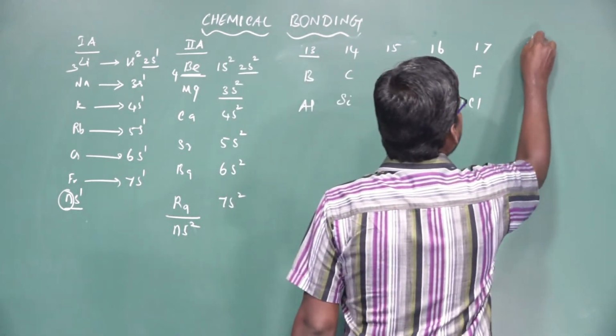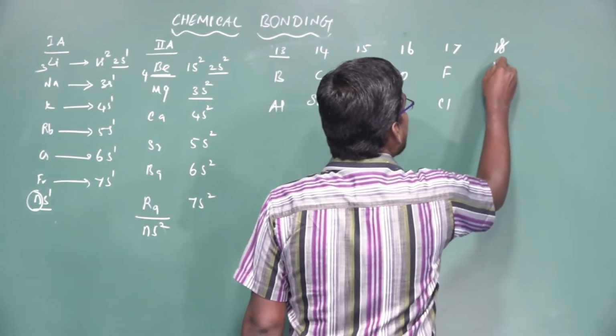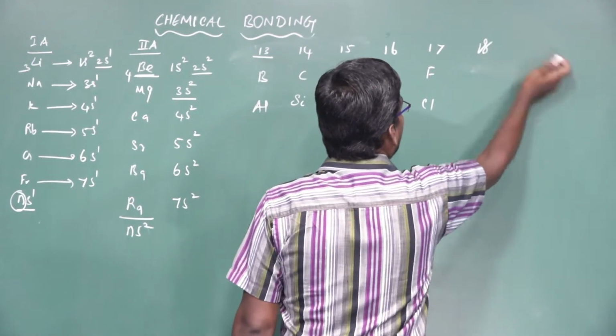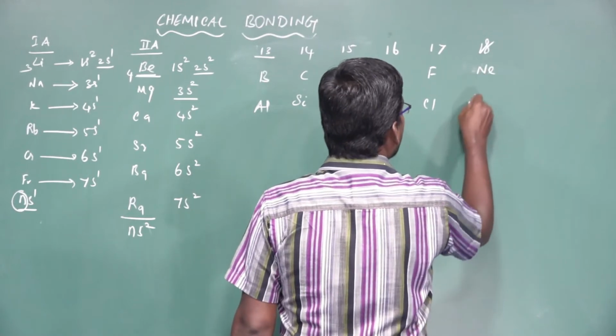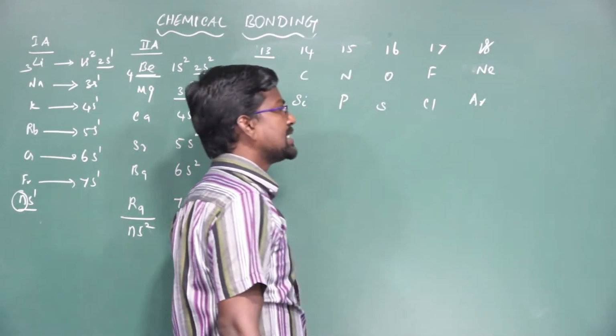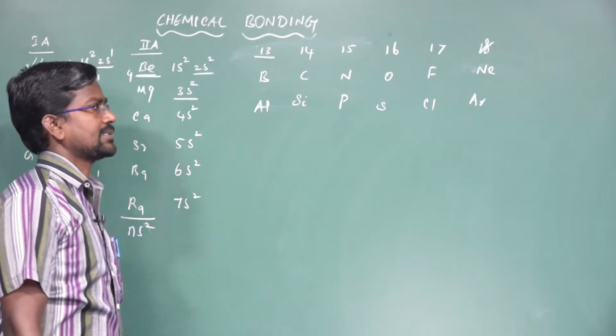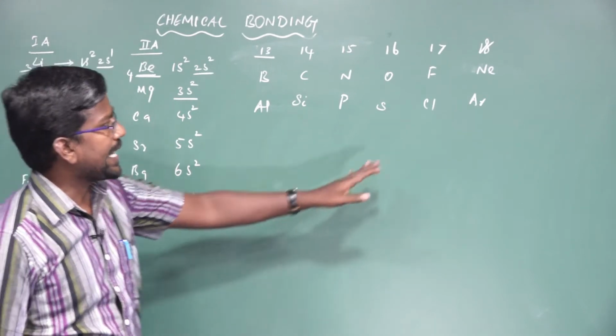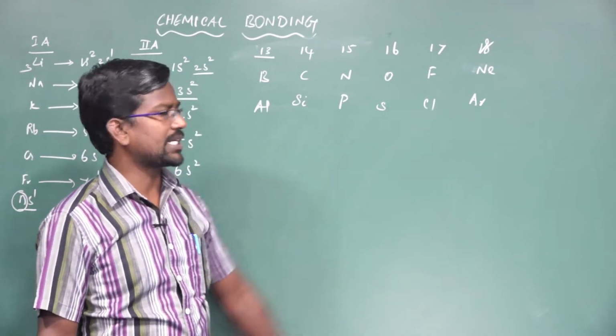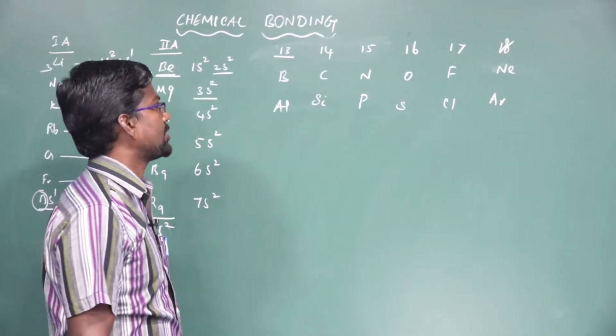Then 18th group elements are helium, neon, argon, krypton, xenon, radon, oganesson. The 18th group elements have zero valency because of completely filled electron configuration.